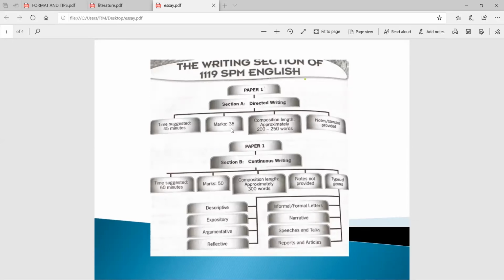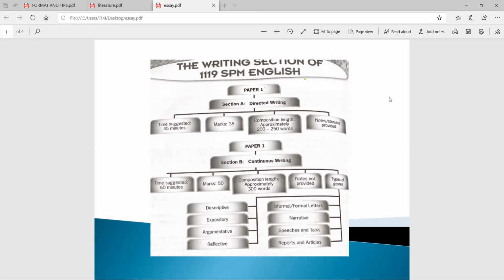Usually, they will provide you all the points in directed writing. It will be almost 12 to 13 points, and you have to use everything. When we mark, we will tick one by one on top of your point. So anda mesti gunakan points yang diberikan dalam kertas. You must use them. It's not that you should. I prefer to say you must, because when we see the words used in your essay, automatically you will get marks.